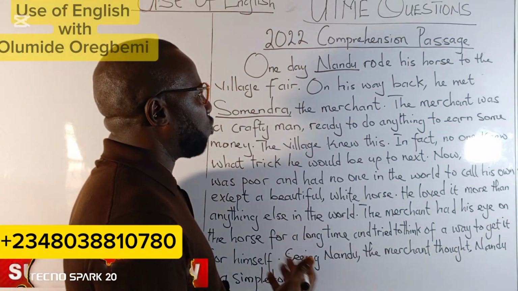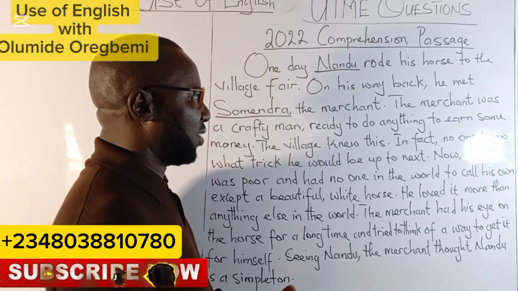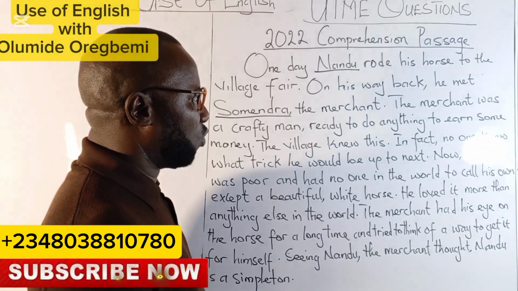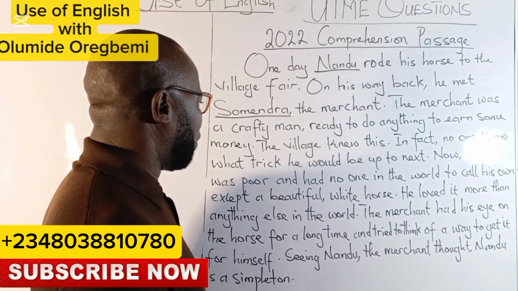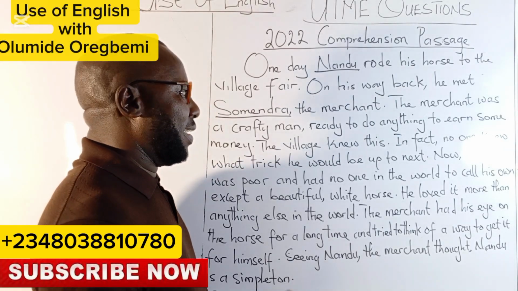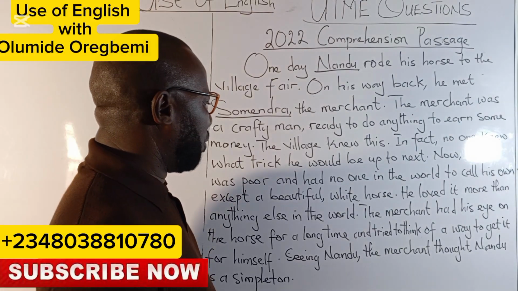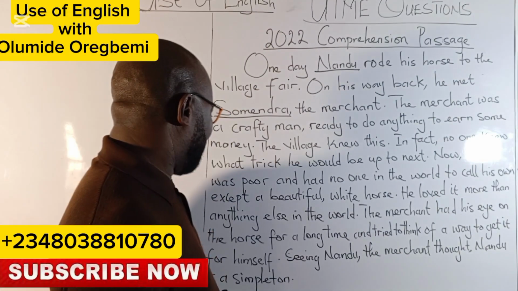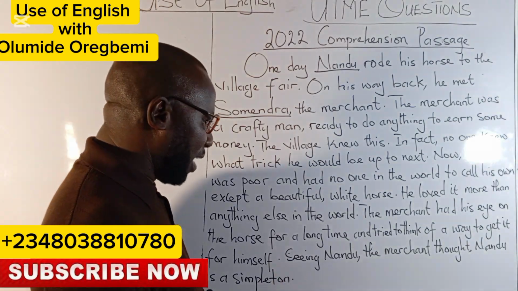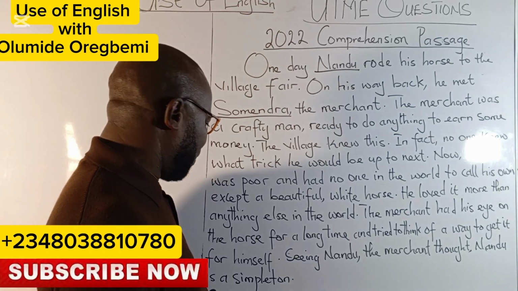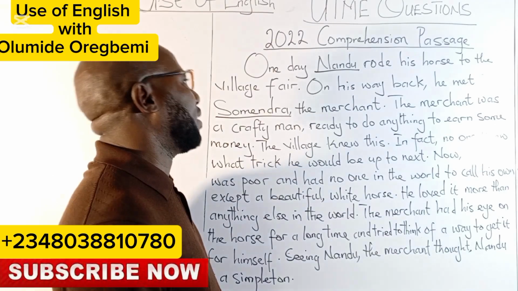One day, Nandu rode his horse to the village fair. On his way back, he met Somendra, the merchant. The merchant was a crafty man, ready to do anything to earn some money. The village knew this. In fact, no one knew what trick he would be up to next. Now, Nandu was poor and had no one in the world to call his own except a beautiful white horse. He loved it more than anything else in the world. The merchant had his eyes on the horse for a long time and tried to think of a way to get it for himself. Seeing Nandu, the merchant thought, Nandu is a simpleton.